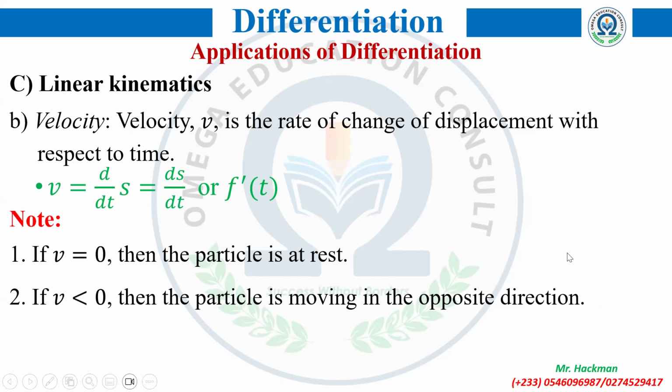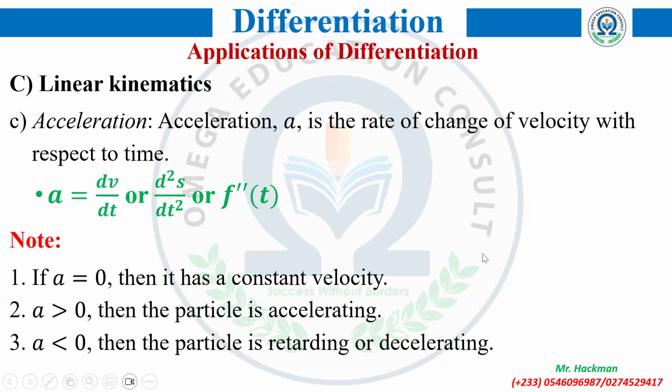All right, so with that, we can move on to the acceleration. Acceleration, which is usually denoted by a, is the rate of change of velocity with respect to time. So if you differentiate velocity with respect to time, you get what? Your acceleration. So acceleration will be equal to dv/dt, that is d/dt of v. So that will give us dv/dt. Or the displacement function is now differentiated twice, so it will be d squared s over dt squared.